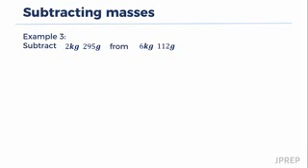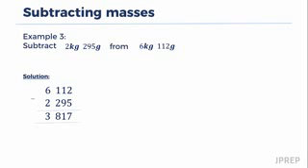We can also subtract masses. We have been asked to subtract 2 kilograms 295 grams from 6 kilograms 112 grams. To do this, we can once again align this vertically and do the subtraction. This will give us 3,817. That means we have 3 full kilograms and 817 grams.